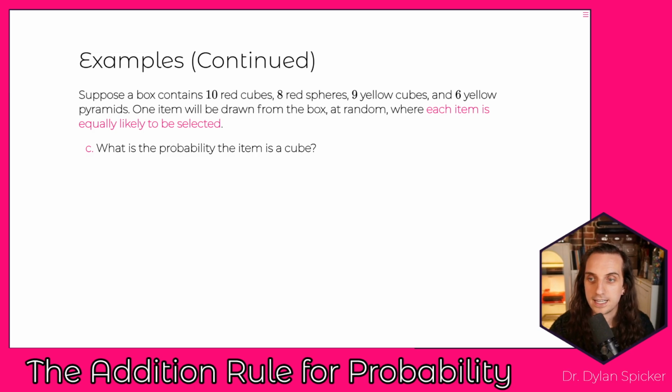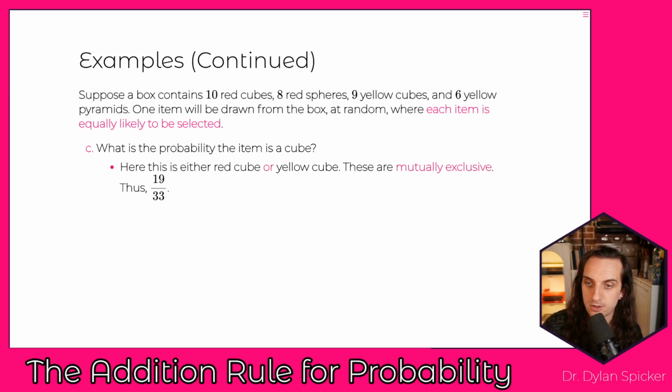What's the probability that the item is a cube? Now here, we have red cubes, we also have yellow cubes. And so similarly, we want to know, what's the probability that it's a red cube or that it's a yellow cube? And we can add these up. Because they're mutually exclusive, 10 out of 33 are red cubes, 9 out of 33 are yellow cubes. So our 10 plus our 9 out of 33 gives us 19 out of 33.